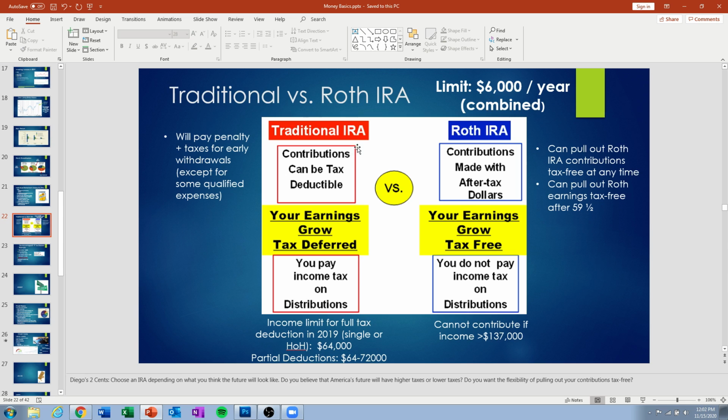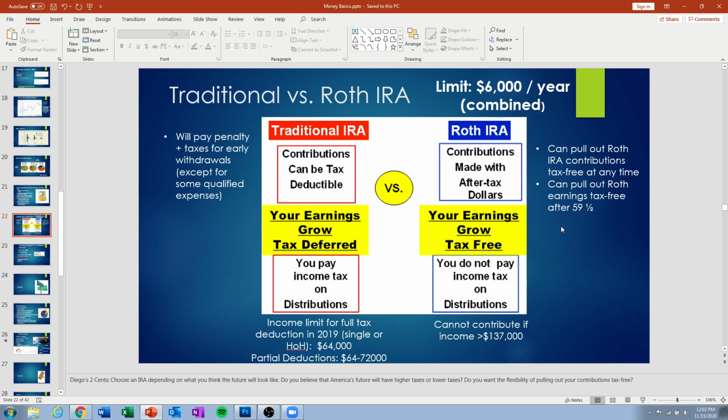So traditional IRA contributions can be tax deductible, and then your earnings grow tax deferred, and then you pay income tax on distributions. With the Roth IRA, you make contributions with after-tax dollars, so your earnings grow tax-free, and you do not pay income tax on distributions. So just two different methods.